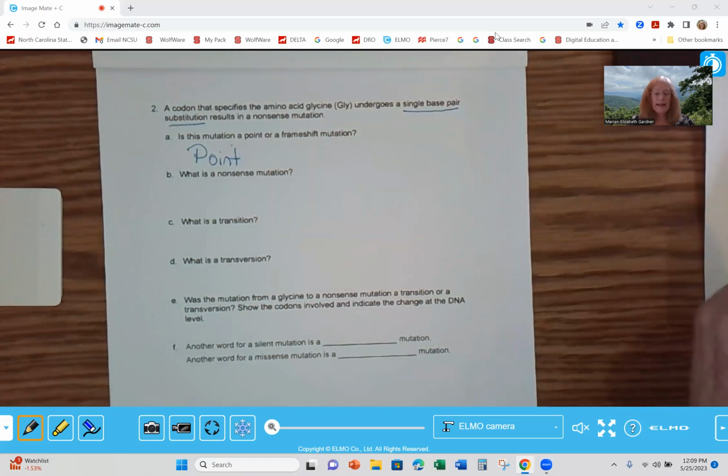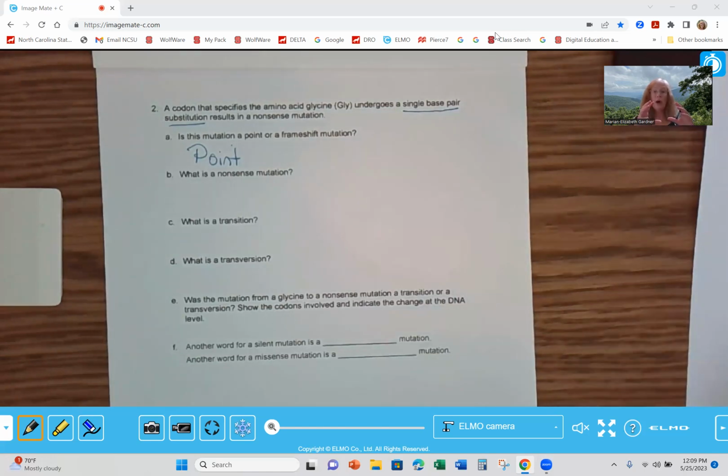Next question is, what is a nonsense mutation? A nonsense mutation is a mutation that starts off with a codon, or the coding sequence starts with a codon, but the mutation causes that codon to be changed to a stop codon. And it's also typically going to cause an early termination of the protein. So it will make a shorter than normal protein.